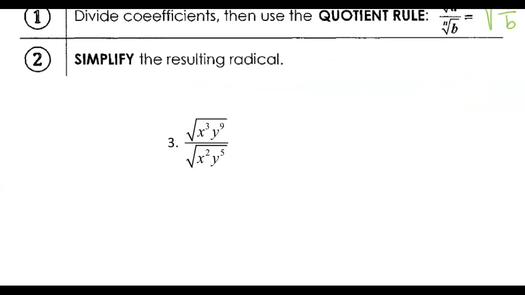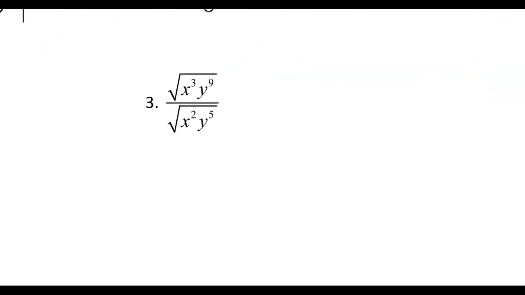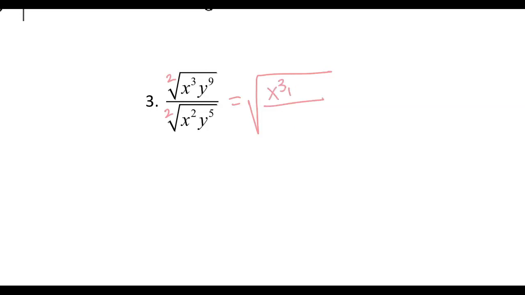Question number 3 doesn't have any coefficients, but if we did have coefficients, we would be able to divide them. Since we don't, we're going to go ahead and continue to simplify. I'm going to rewrite this as a big square root because the index here is 2. The index here is 2. I can rewrite this as x to the 3rd power, y to the 9th, over x squared, y to the 5th.